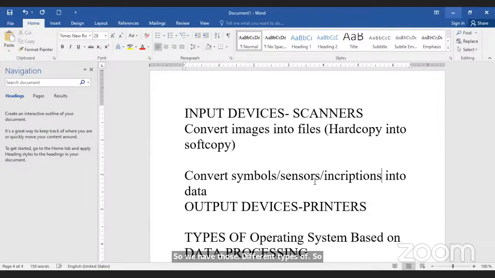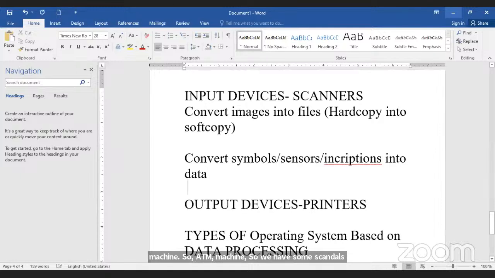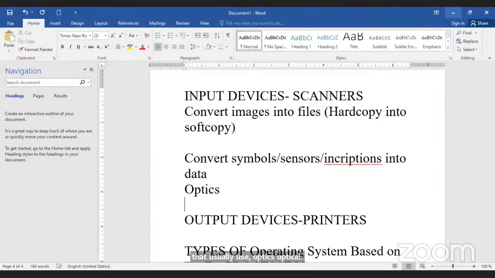So on your ATM, have you ever looked at your ATM? When you take your ATM card and put it on the ATM machine, the machine usually scans the ATM card. So we have some scanners that usually use optics. Then we have some scanners that usually use magnetic.